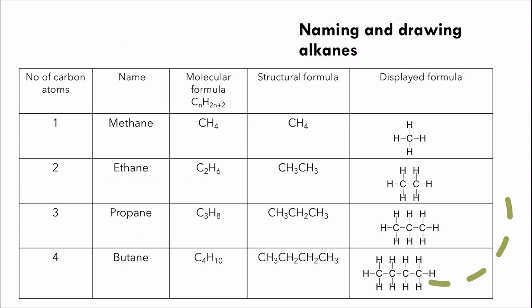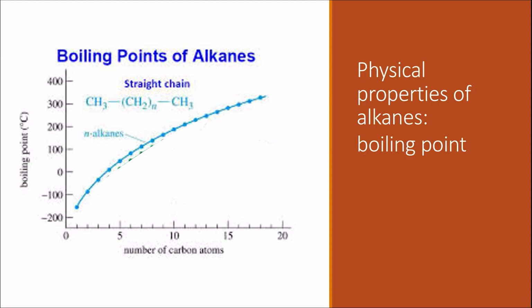So if we look at this table with the different numbers of carbon atoms for the molecules, their name, their molecular formula, structural formula, and displayed formula. If there is one carbon atom, it's methane, two, it's ethane, three, propane, four, butane, and then the molecular formula will always be CnH2n+2, so one carbon atom, four hydrogens, and so on. The structural formula, as we can see, shows you the connections, and the displayed formula will show you all the connections between all the atoms.